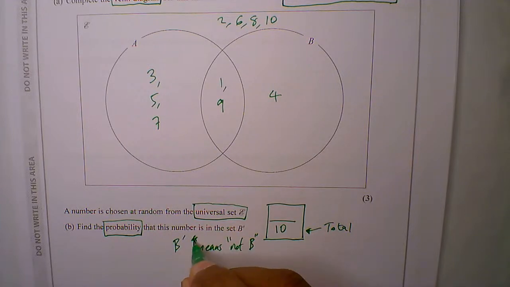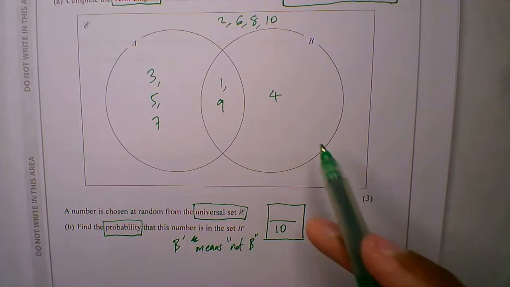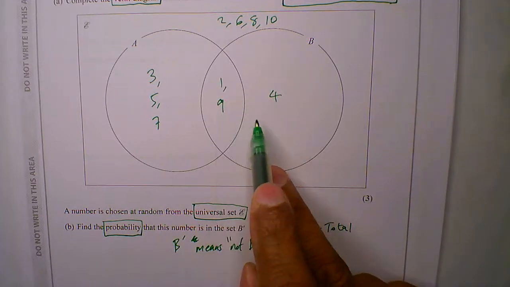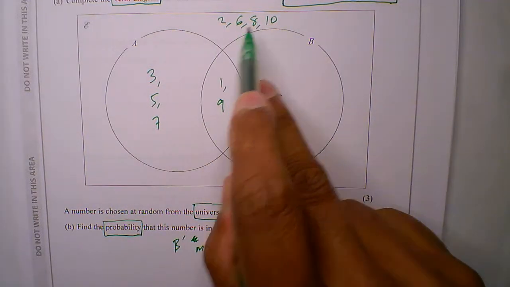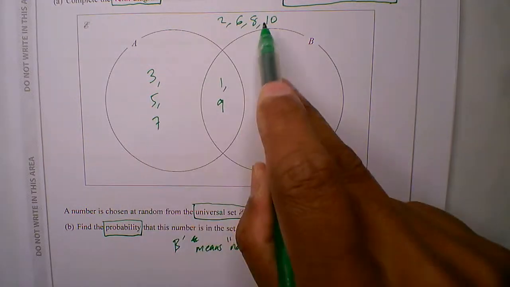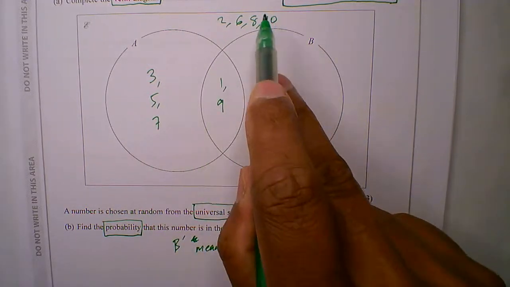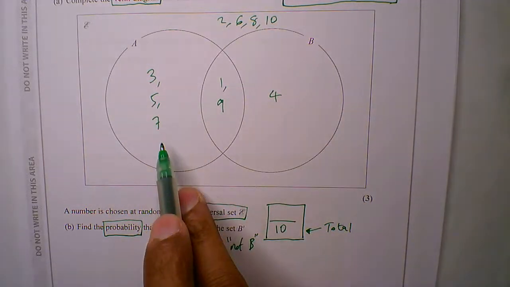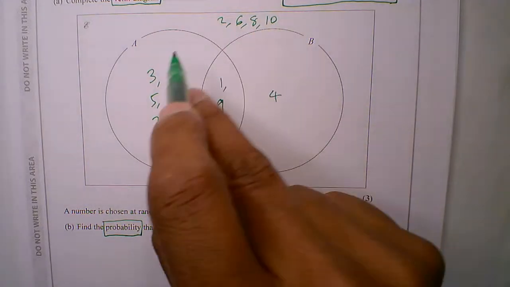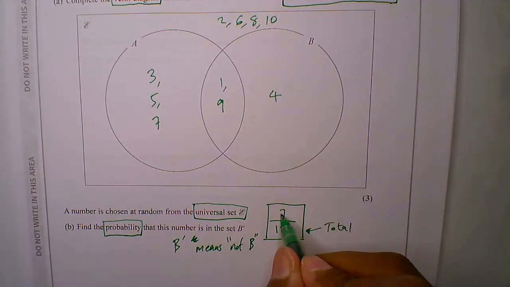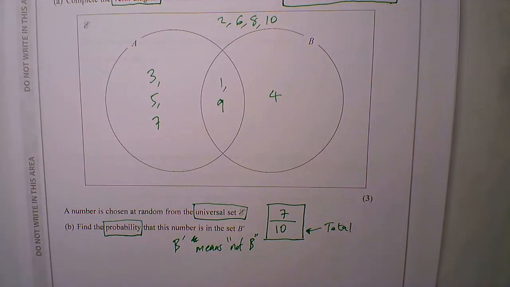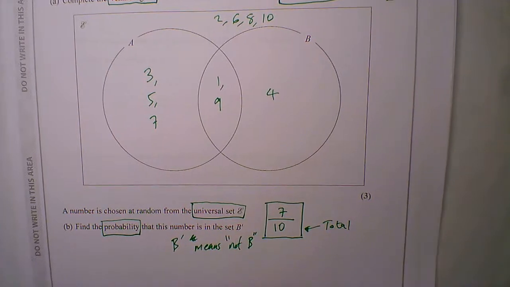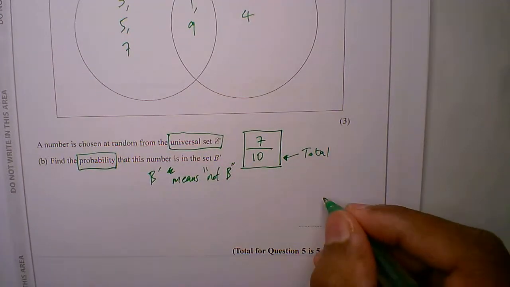Oops. B dash means not B. So which ones are not B? I've got 4, 1, 9 are part of B. All these four numbers and these three numbers are not part of B. So that's 1, 2, 3, 4, 5, 6, 7. 7 numbers are there, and so that's my answer for that question. So my final answer is 7 out of 10.